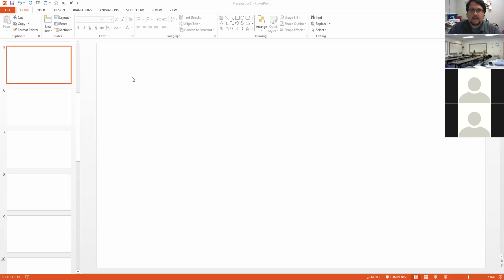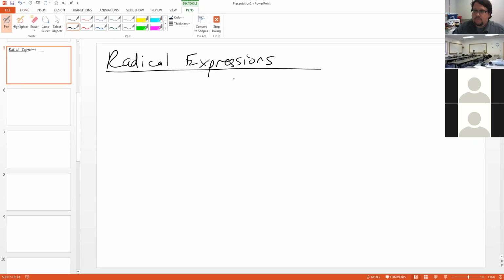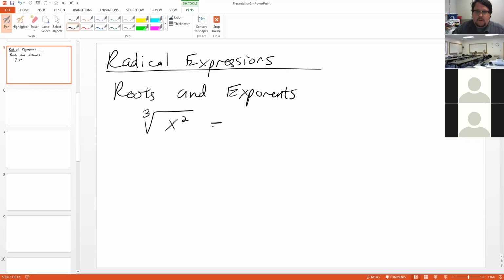Okay, so we're going to look at radicals, radical expressions, roots, in other words. Roots and exponents. There's a connection between roots and exponents. When you have, say, the cube root of x squared, another way of writing that is x to the 2/3 exponent. So what we see is the top number is the power, and the bottom number is the root you're working with. So this is the third root of x squared.